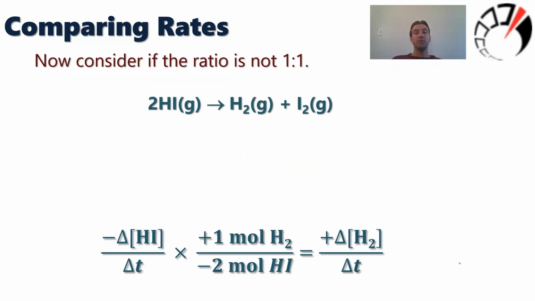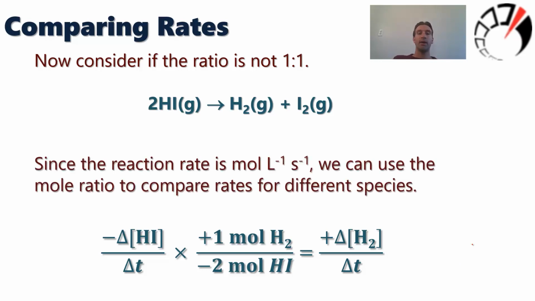Now, if the ratio isn't 1 to 1, it muddles things up a little bit, but we can still figure this out by taking a look at the information. The coefficients are the key whenever we're doing stoichiometry. Here, you'll notice that we have 2 of our hydrogen iodide, we have 1 hydrogen gas, and we have 1 iodine gas present. When these react, we have a 2 to 1 to 1 ratio.